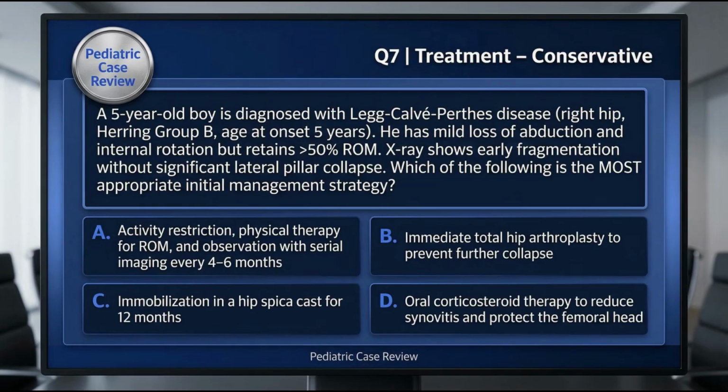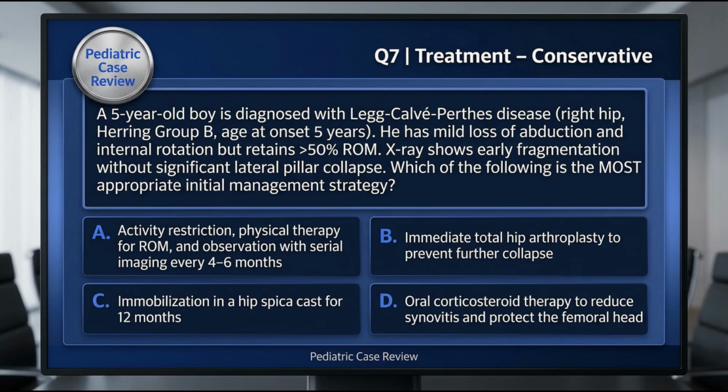Case 7. A 5-year-old boy is diagnosed with Legg-Calvé-Perthes disease of the right hip, Herring Group B, age at onset 5 years. He has mild loss of abduction and internal rotation, but retains more than 50% range of motion. X-ray shows early fragmentation without significant lateral pillar collapse. Which of the following is the most appropriate initial management strategy?